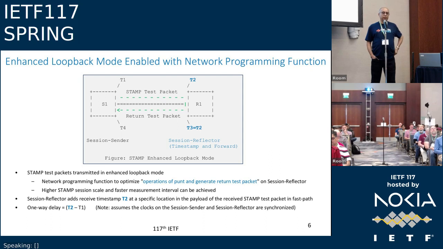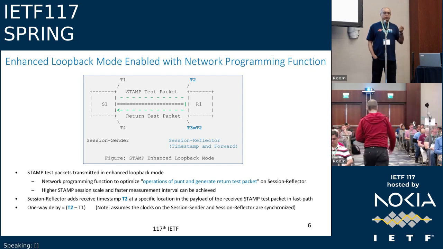So we're enhancing this by taking advantage of the endpoint functions in segment routing. What's done here is to optimize the UDP punt and inject part on the session reflector and replace it with the endpoint behavior. This is to achieve, again, the goal of a higher scale and a faster interval by collecting the timestamp in the fast path. And now we have all the things we need, T1, T2, T3, T4, in the packet. So how do we do it?